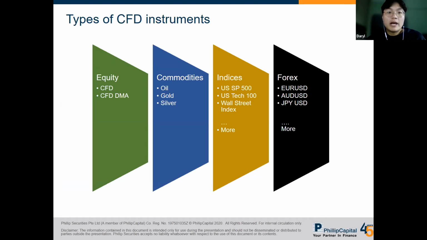There are different types of CFD instruments out there. What we offer is equities, where we offer CFD and CFD DMA. We also have commodities, which are mainly oil, gold, and silver. Indices like S&P 500, US Tech, Wall Street Index, and many more. There are even mini contracts for it. And also we have Forex.